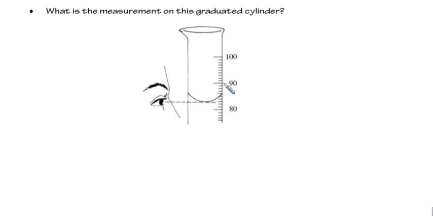Okay, so if I'm making a volume measurement, not a bad idea to crouch down to eye level. So here's eye level. Read to the bottom of the meniscus. We record everything we know for sure. I'm pretty confident that this hits 80, 81, 82, maybe 82, but not quite 83. And so then the last spot is my estimate.